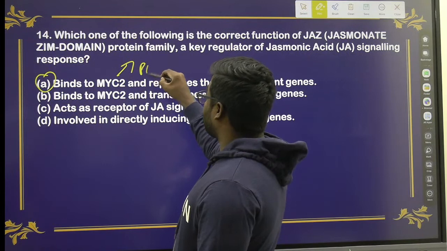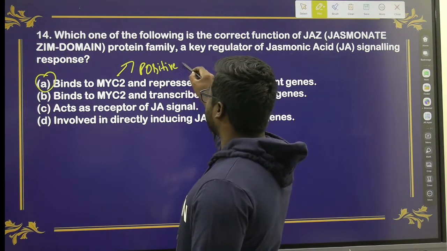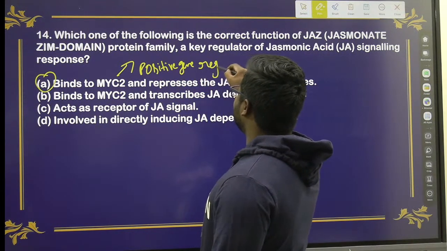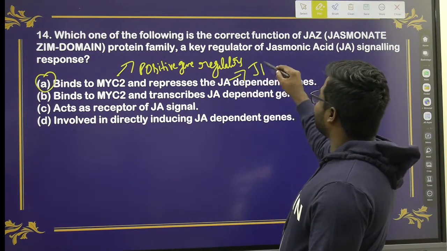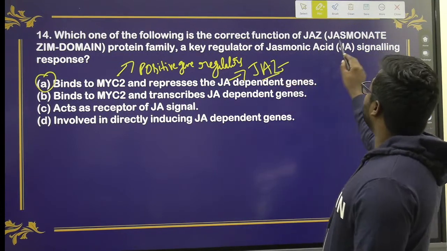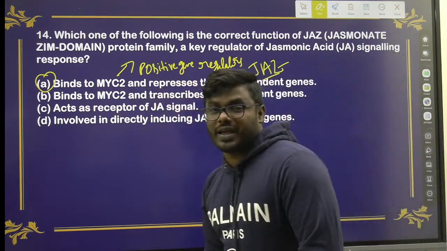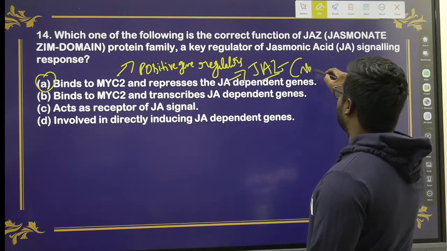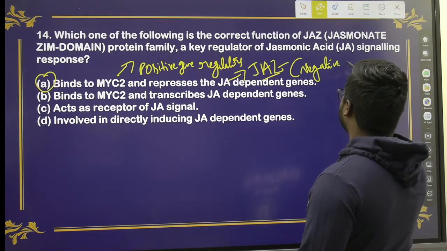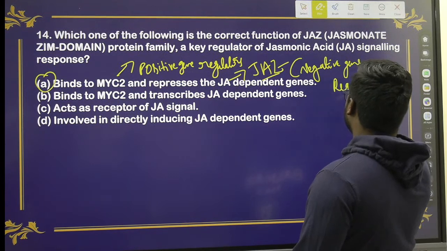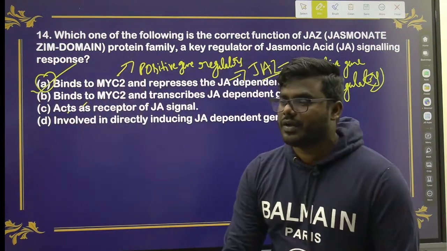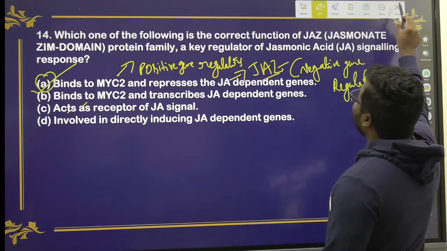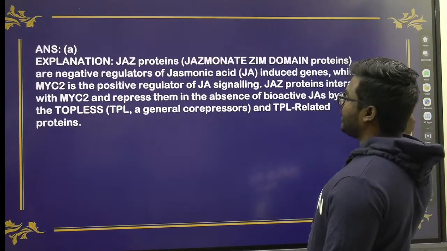MYC2 can act as a positive gene regulator. Whereas JA, sometimes you can call it JAZ, anything is the same, JAZ, jasmonate ZIM domains, they basically act as negative gene regulators. They are acting like what, friends? A negative gene regulator. Option A will be correct. Very good. Okay, get ready for question number 15.